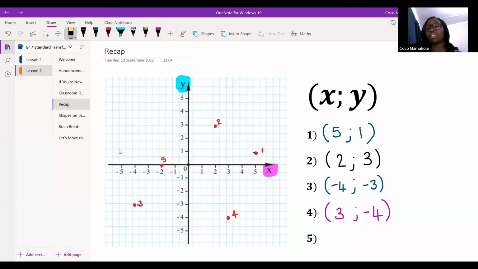Oh, Chava says -2 and 1. I'm not sure. Anybody else have any suggestions? Keisha says -2 and 0. Oh, who are we going to believe? Who is correct? Sam says 2 and 1. Mivuyo says 0 and 2. This one is a bit of a tricky one, I won't lie.